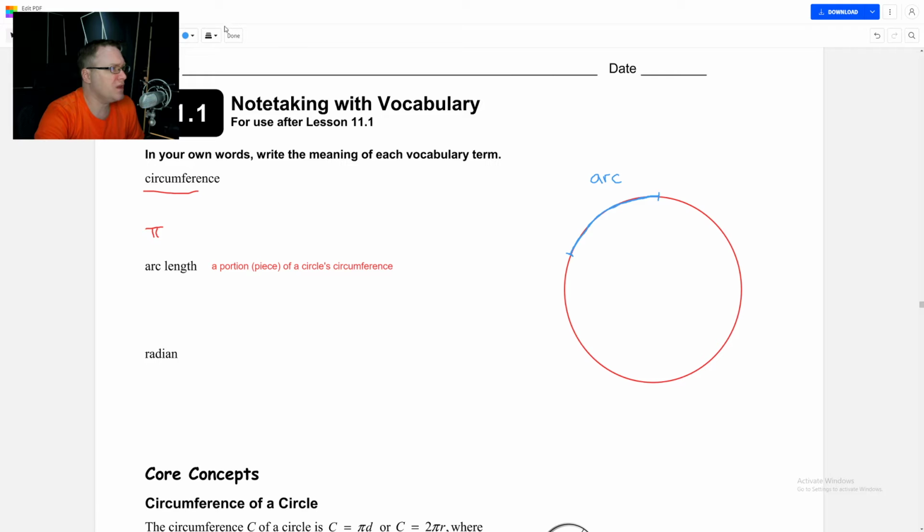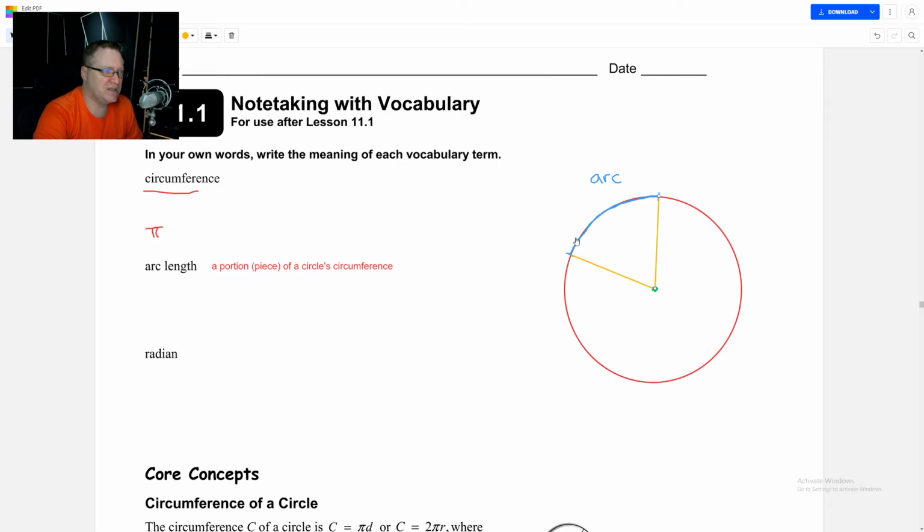Now, real quickly, I'm going to also draw the center of this circle. It's probably about right here. So here's our center. And we could also draw radii starting from the center and out to here, and then also another one from the center out to here. So this distance right here is the arc length.